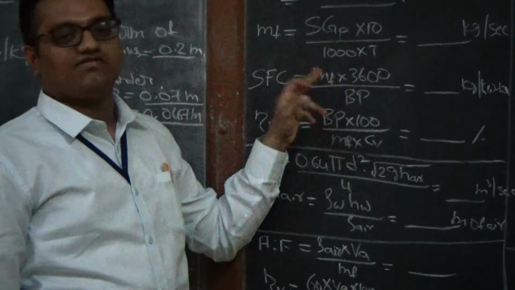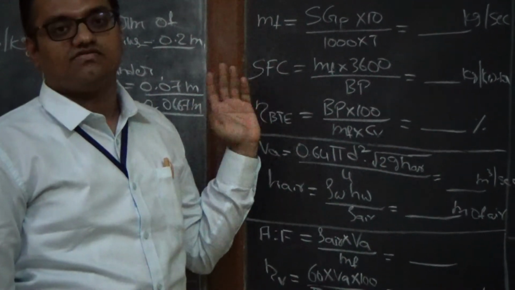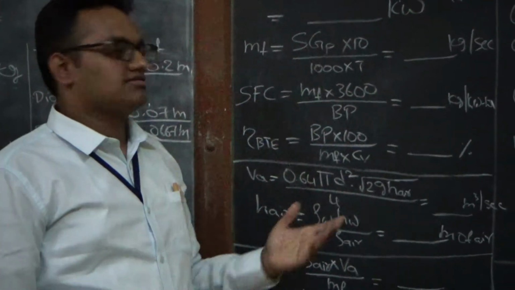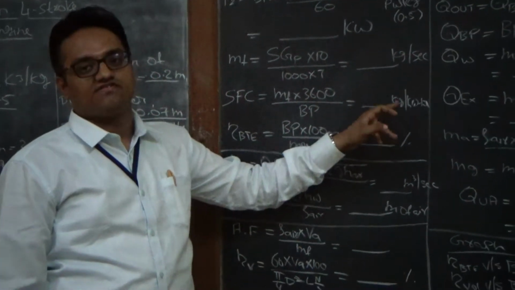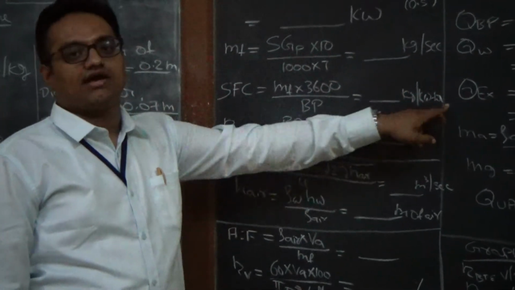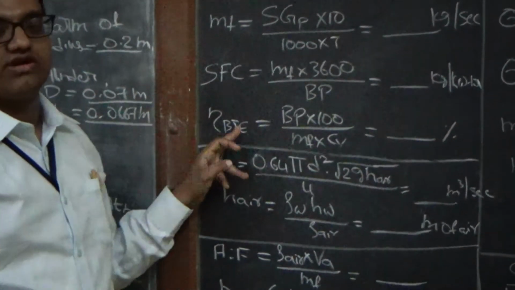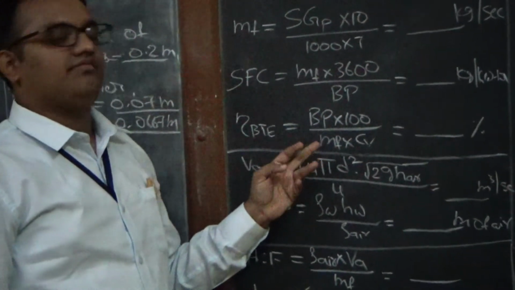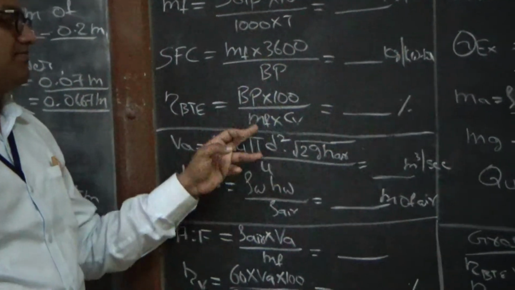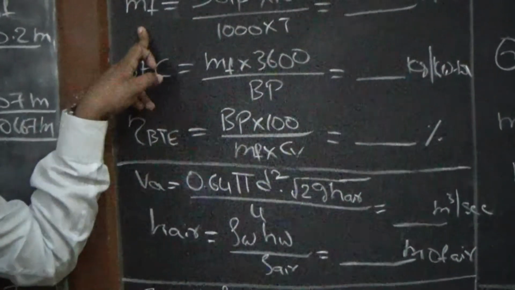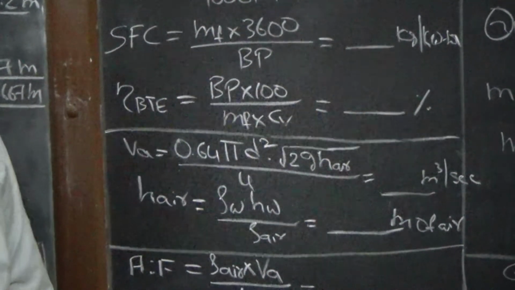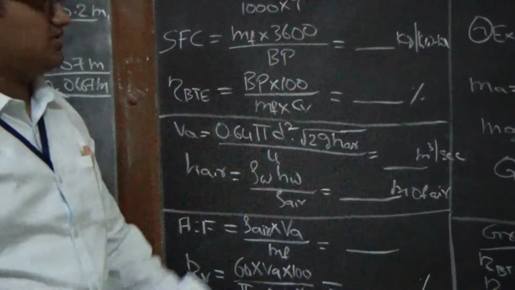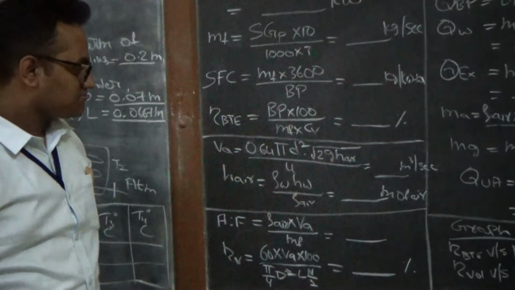We have the mass of fuel consumed times 3600 divided by BP, which will get us the value of SFC in terms of kg per kilowatt hour. Following this, we also get brake thermal efficiency: BP into 100 divided by mf into CV. mf is nothing but the mass of fuel, and CV is the calorific value of the particular fuel, which we have taken up in observation. That will be in terms of percentage.